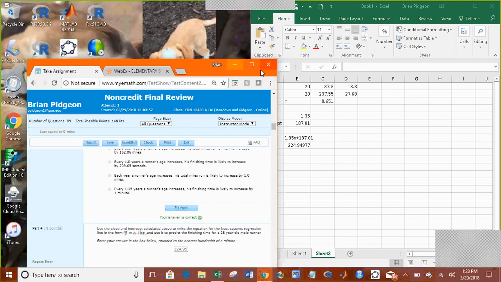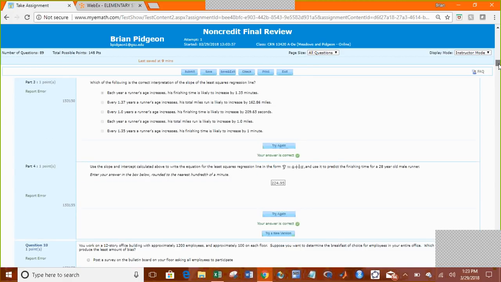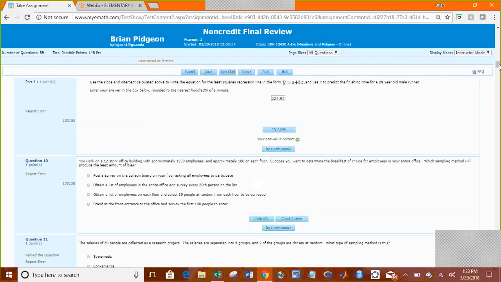Alright, so these ones we don't need Excel for, so we can just go through those. You work on a 12-story office building with approximately 1,200 employees and approximately 100 on each floor. So suppose you want to determine the breakfast of choice for employees in your whole office. Which sampling method will produce the least amount of bias? Alright, so you post a survey on the bulletin board. That's biased because really only people who even look at the bulletin board are going to see that. You obtain a list of employees in the entire office and survey every 20th person on the list.